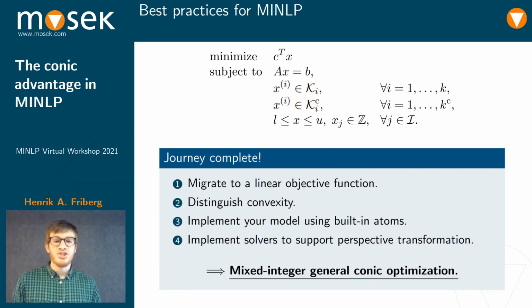This is a mixed integer general conic optimization model, and all we needed to do was migrate to a linear objective function, distinguish convexity, implement your model using built-in atoms, and implement solvers to support the perspective transformation, all of which gave us a computational advantage. And now you can enjoy the power of Lagrangian duality theory for the convex subset of your problem.